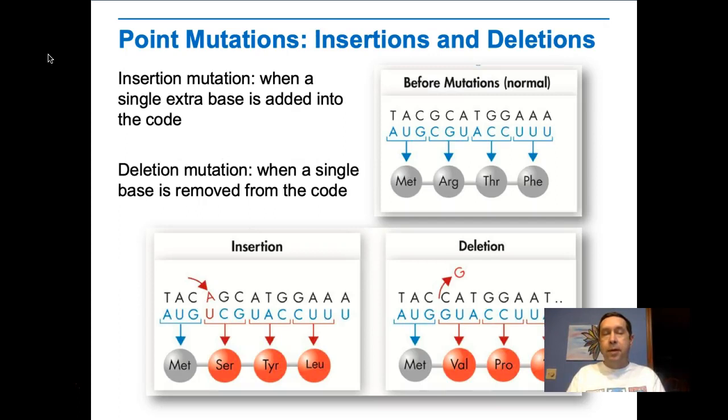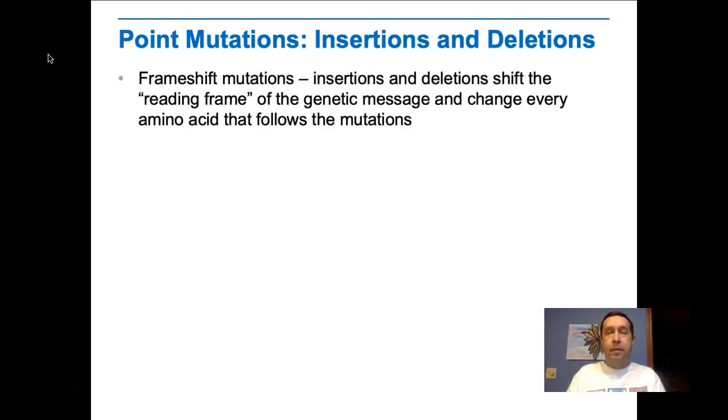Insertions and deletions are the other two types. Insertions are when you add a single extra base to the code. Deletions are when you remove a base from the code. In this case, you change everything from that point on downstream because you've shifted the reading frame. Remember, the codons are read in sequences of 3. So when you delete one base, it doesn't just affect that codon, but it affects every codon on down the line. These can have a much bigger impact on the organism. Because they change the reading frame, we call them frameshift mutations.